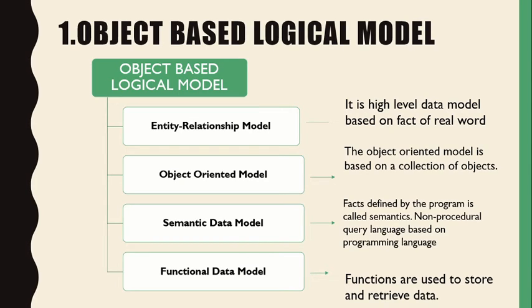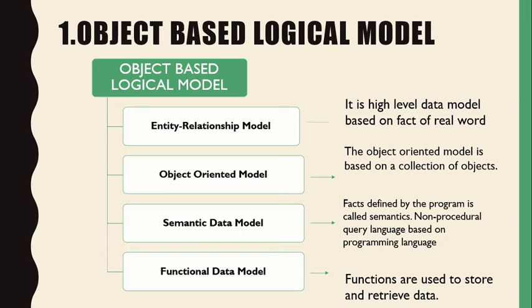The object-based logical model describes the data at the logical and view level of a database. It is used to describe logical data structure. There are four subtypes. First is the entity relationship model. Second is the object-oriented model. Third is the semantic data model. And fourth is the functional data model.